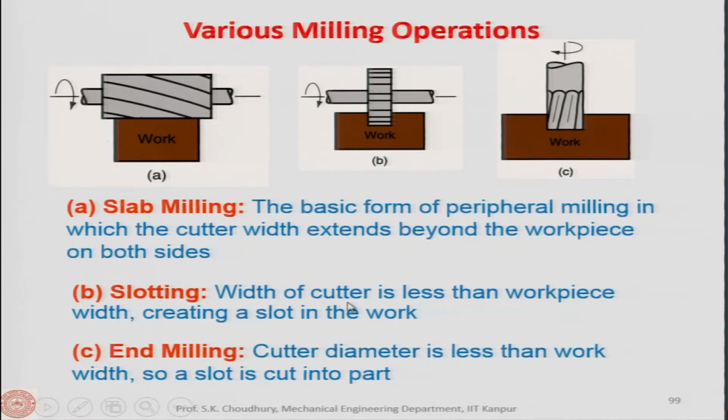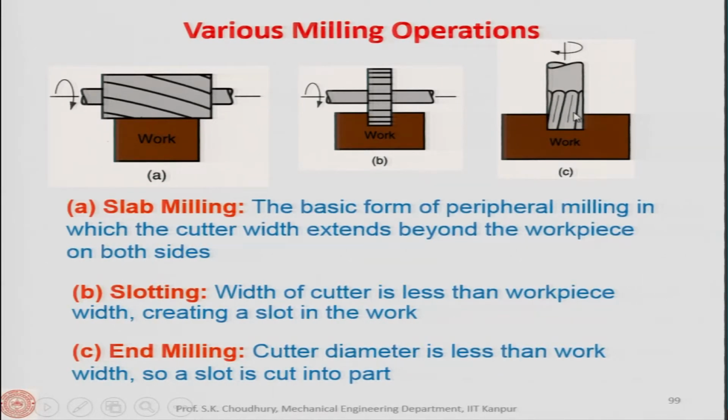So, this is the slotting operation, and another operation of milling is end milling. In end milling, the cutter diameter is less than the work width. Here there is a cutter diameter because it is cylindrical, and this diameter is less than the work width. So a slot is cut into the part like in here. Here the milling cutter is different than the one used earlier. This is called the end milling cutter.